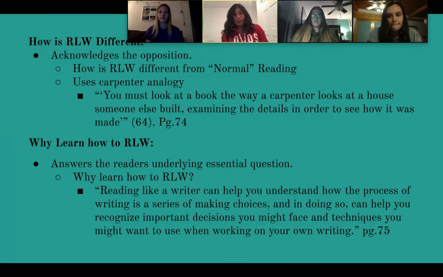And then he goes on to how it's different from normal reading, and he uses a carpenter analogy. He basically was saying, if you look at a house the way a carpenter or an architect does, he doesn't look at the house and say, oh, it's a really cool, decorated house. He looks at it in terms of its structure, like what beams support what walls and stuff like that. And that's how he wants us to look at writing and reading.